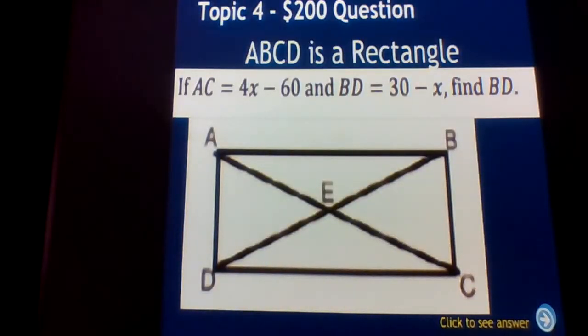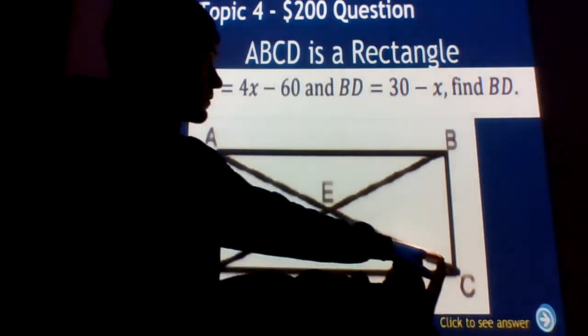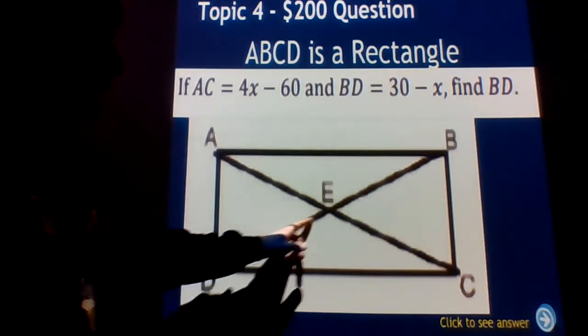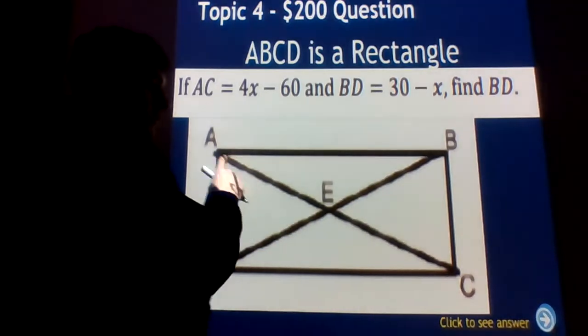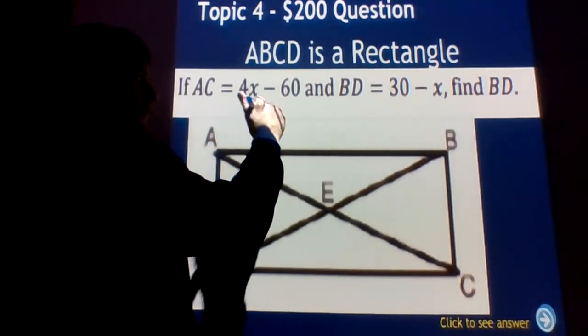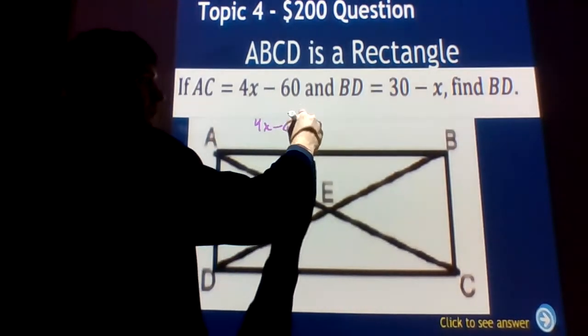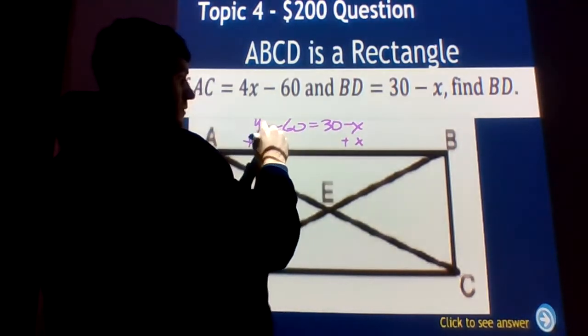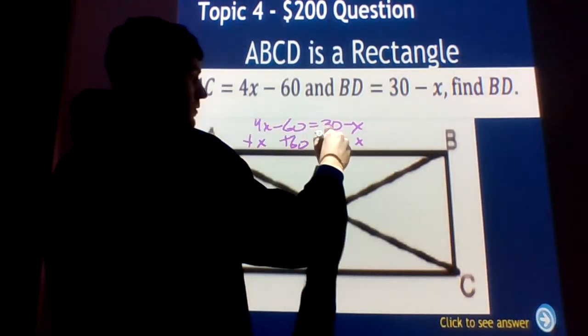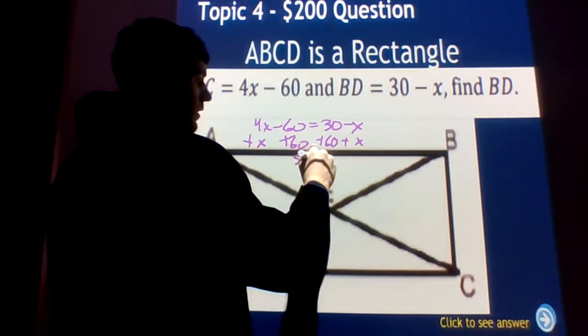All right, ABCD is a rectangle. AC is 4x minus 60. BD is 30 minus x. We know in a rectangle the diagonals are congruent, so we set them equal to each other. So the length of AC and the length of BD are the same, so 4x minus 60 equals 30 minus x. Add x to both sides. Add 60 to both sides. You get 5x equals 90.